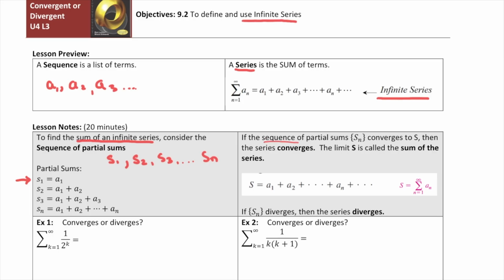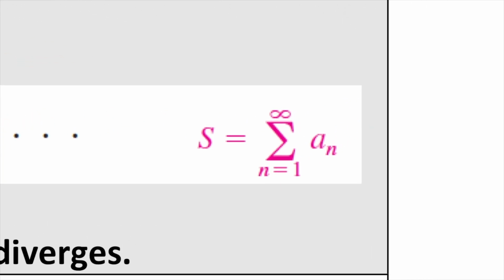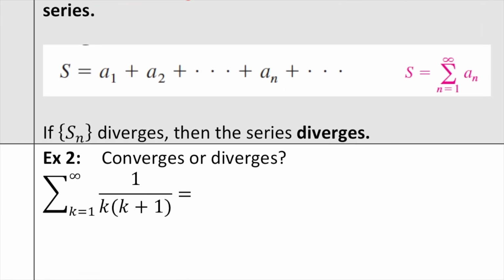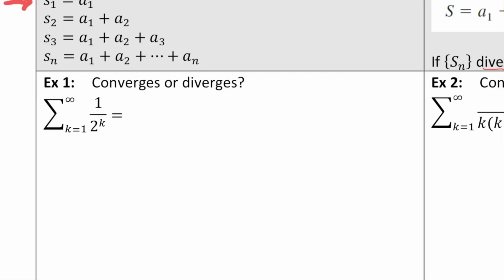If we can find the sequence of partial sums, Sn, and if that sequence converges to S, then we know that the series, which is your infinite sum, will also converge to S. And S is called the sum of your series. It will be written as S equals the sum from n equals 1 to infinity of a sub n. If Sn diverges, then your series will also diverge. So our goal is to determine whether an infinite series will converge or diverge. In order to do that, we're going to look at the partial sums.